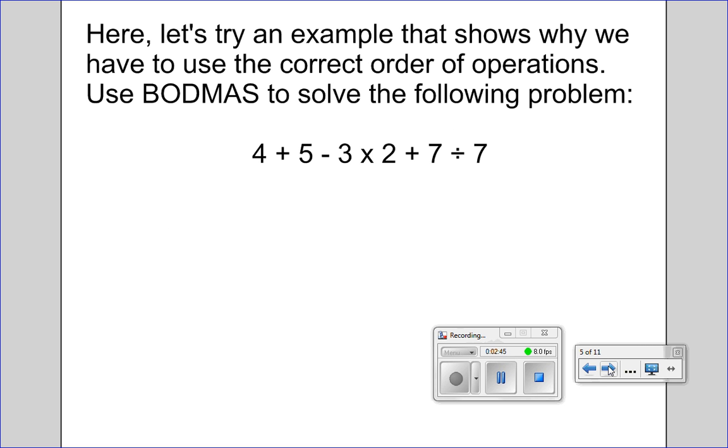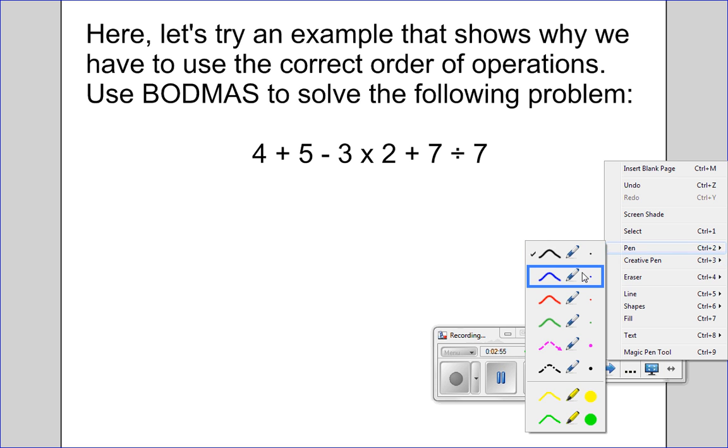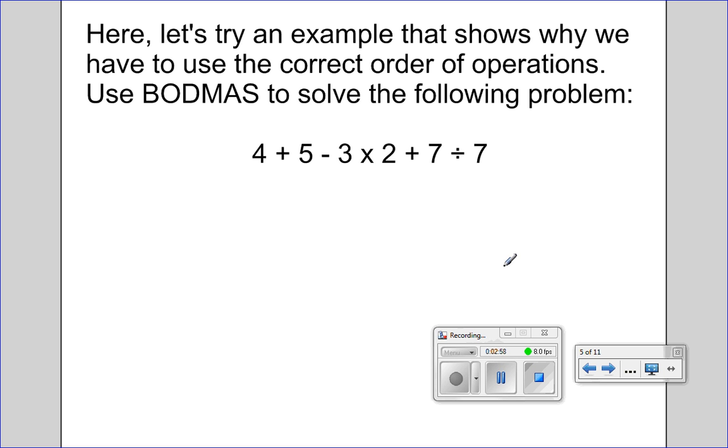Here, let's try an example that shows why we have to use the correct order of operations. We're going to use BODMAS to solve the following problem. So I'll just get my pen set up here while you take a look at the problem. What I need to do is first look for any division or multiplication and take care of that first. I start at the left and work my way right. What I find is that I've got 3 times 2 here. I find it helps to underline the part which I'm focusing on at the moment.